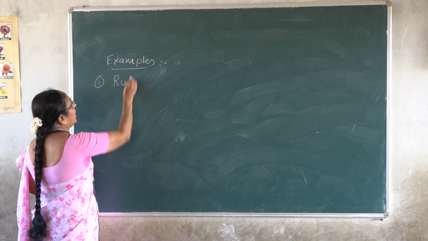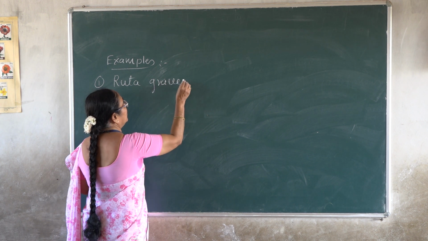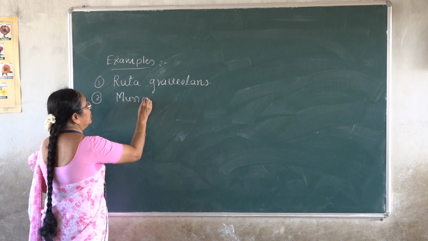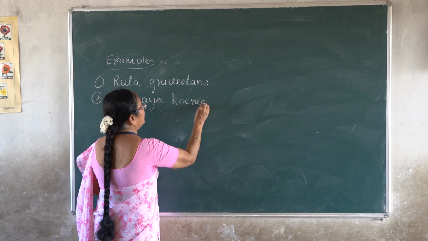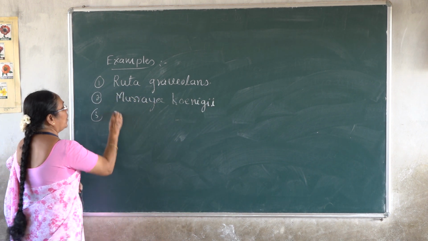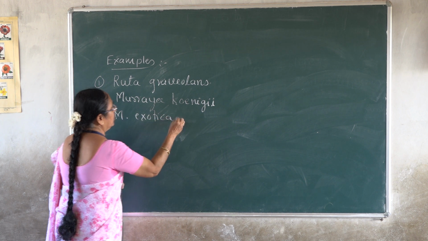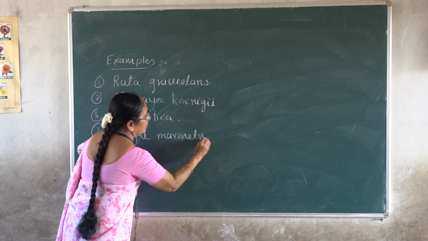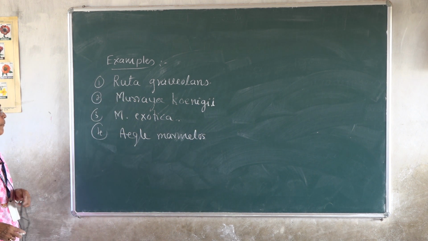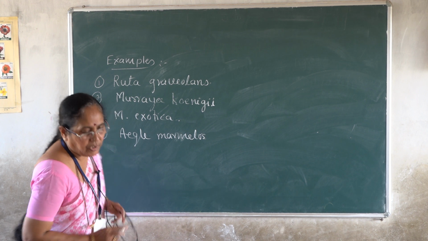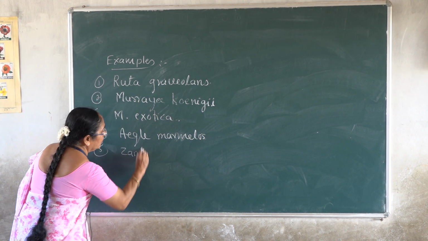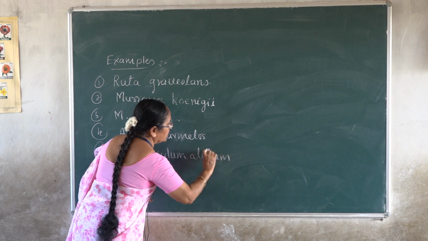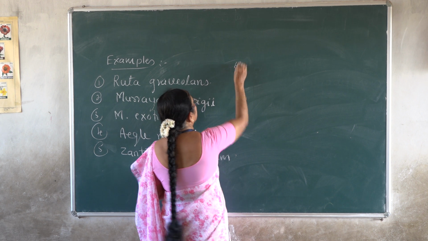The first plant is Ruta graveolens. Murraya koenigii, Murraya exotica, Aegle marmelos, Zanthoxylum alatum are some examples.